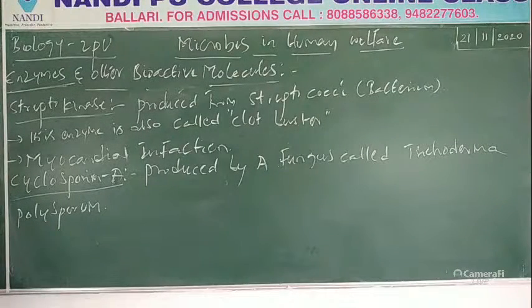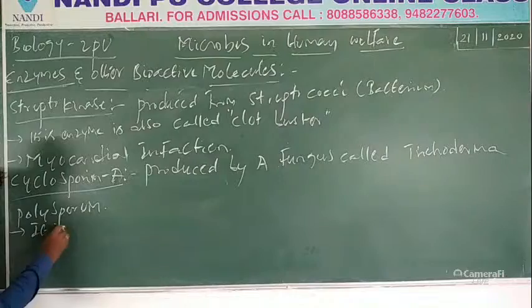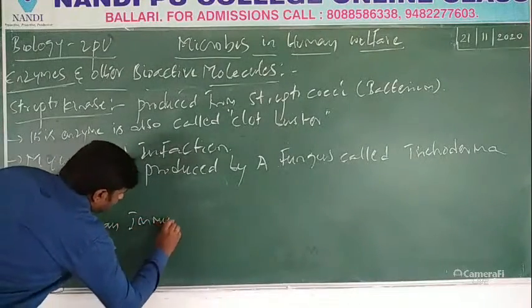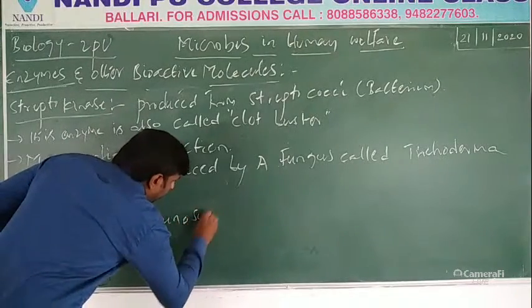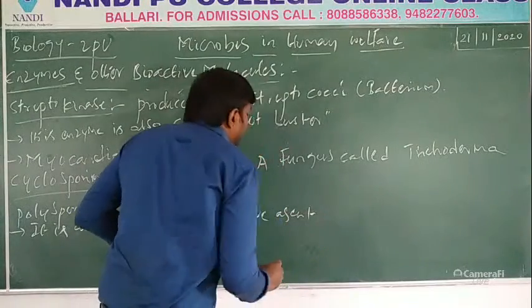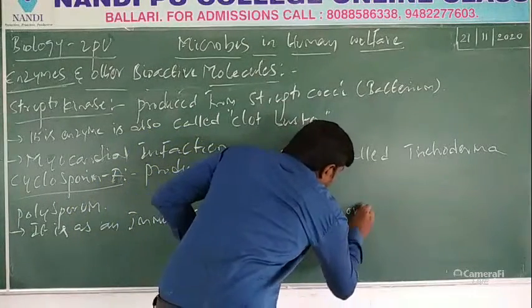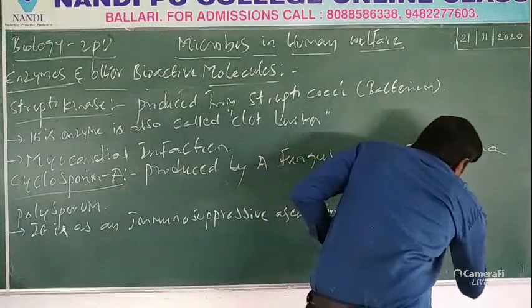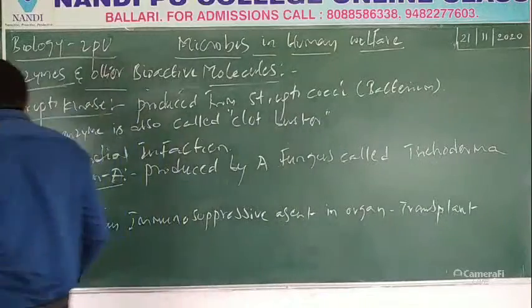What is the function of this cyclosporin A? Generally cyclosporin A is used as an immunosuppressive agent in organ transplant patients.